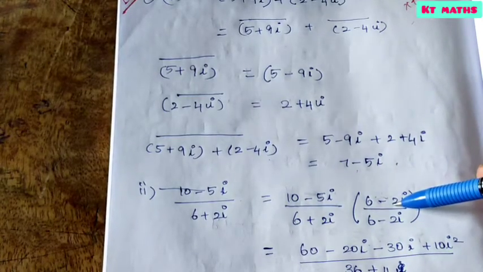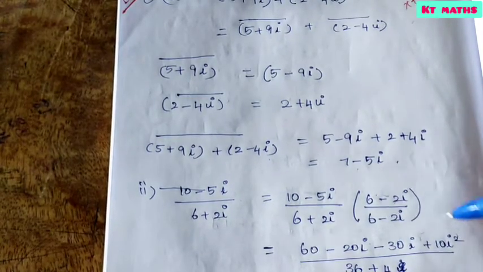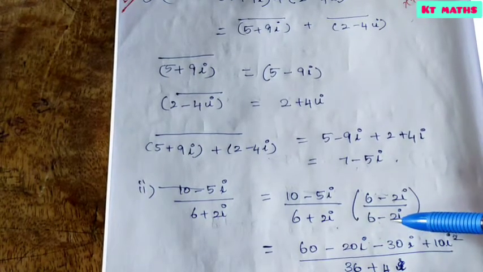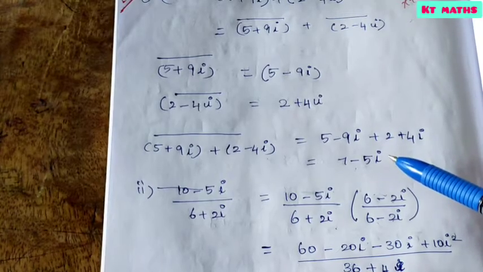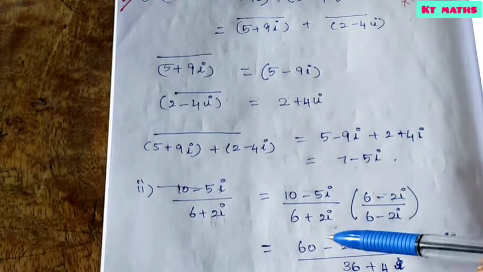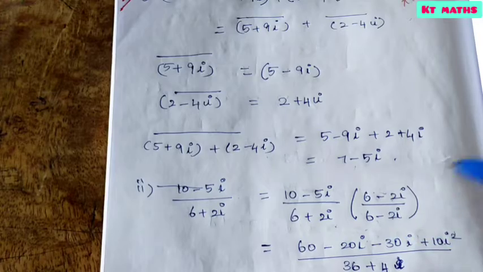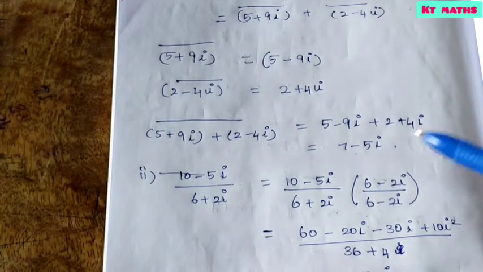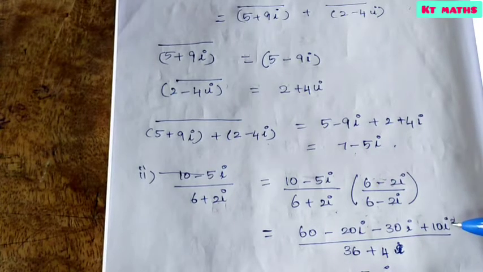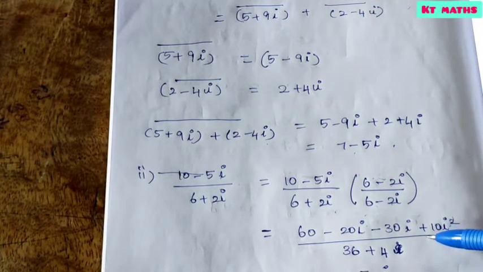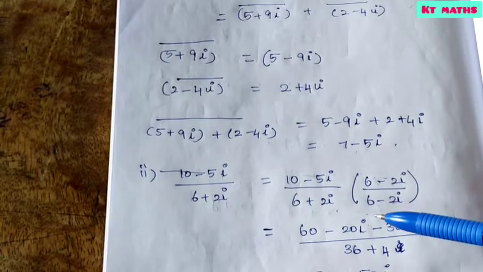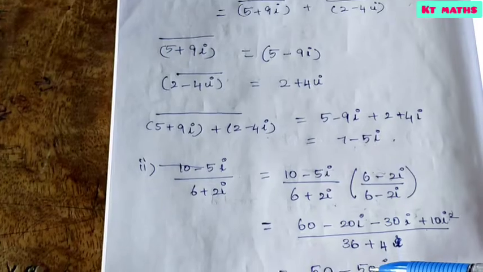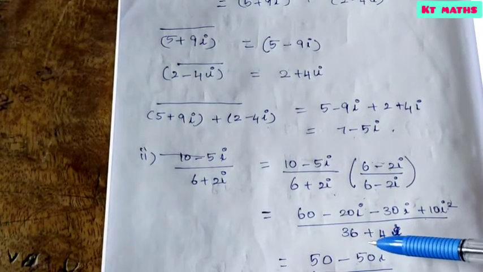minus 2 is plus 10, so i into i squared. We already saw this form, z into z bar, 6 plus 2i times 6 minus 2i, which is x squared plus y squared or a squared plus b squared. So 6 squared plus 2 squared: 6 squared is 36 and 2 squared is 4. Here i squared is minus 1, so it converts to minus 10. 60 minus 10 gives 50, and minus 20i minus 30i gives minus 50i. The denominator is 36 plus 4, which is 40.